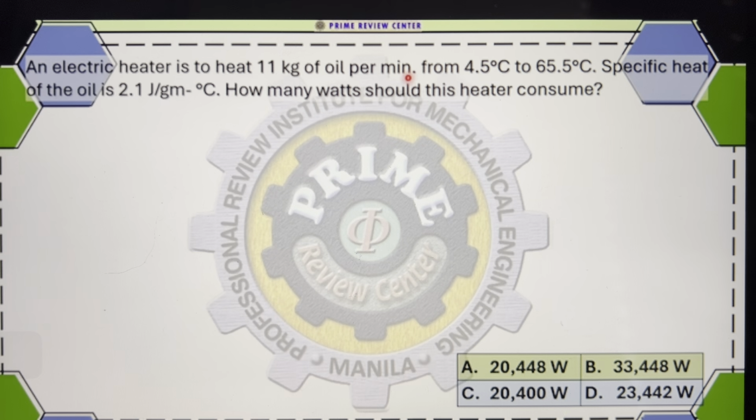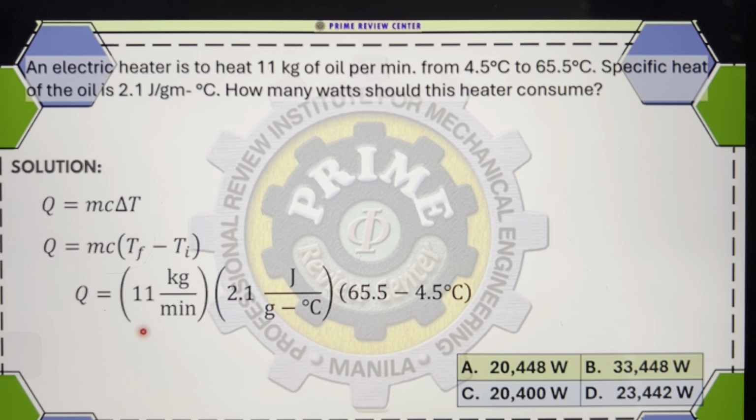So, naghanap ng watts. So, kung heater to, as meron kang change in temperature, then, to solve, kailangan lang natin ng sensible heat, diba? Sabi nga natin, basta may change in temperature, sensible heat lang yan, m c delta T. So, yung mass natin is given. It's 11 kg per minute. C is given 2.1 joule per gram degree Celsius. Delta T, change in temperature. So, simply, that's direct substitution. So, 11, 2.1, tapos change in temperature.